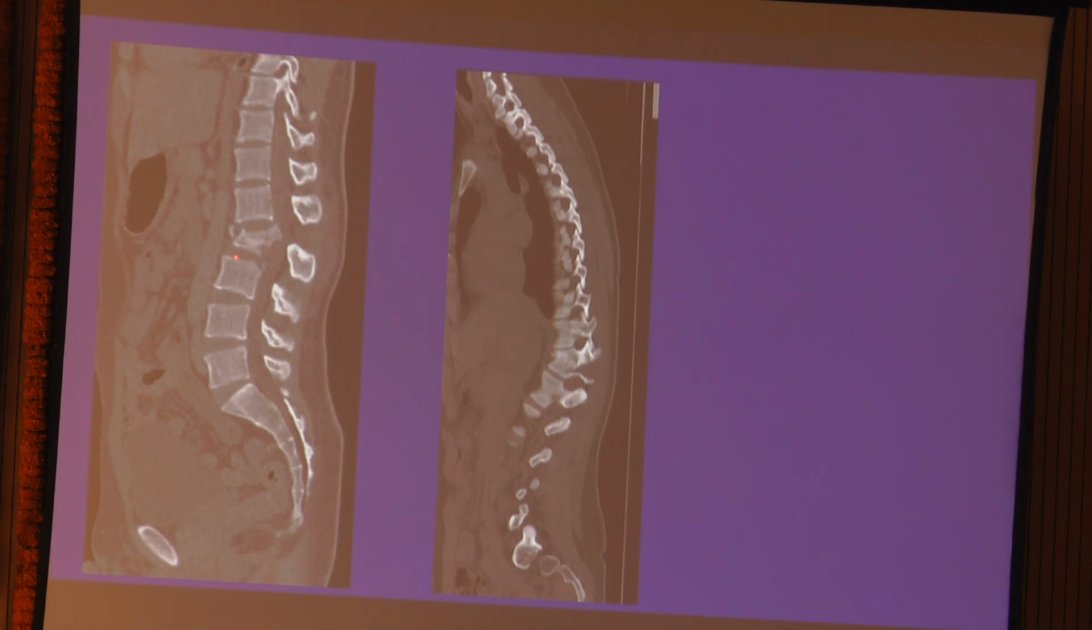So A4, involvement of the superior and inferior end plate with the posterior displacement of the fragment. And what has happened here? There is a distraction. So definitely there is involvement of the PLC. PLC means posterior ligament complex. So these type of fractures, there will be definite neurological involvement.